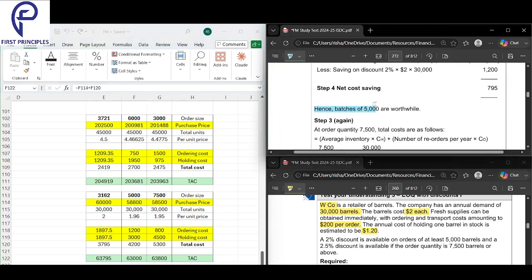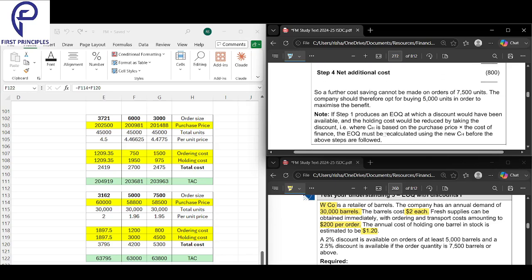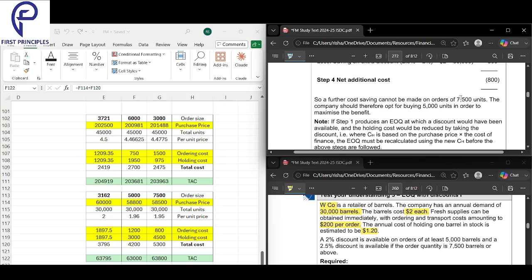So in EOQ, ordering cost and holding cost will be the same, always in the EOQ quantity. So here it's better to go for 5,000, and that is the answer also. Opt for buying 5,000 units. In order to maximize profit, they should go for 5,000.